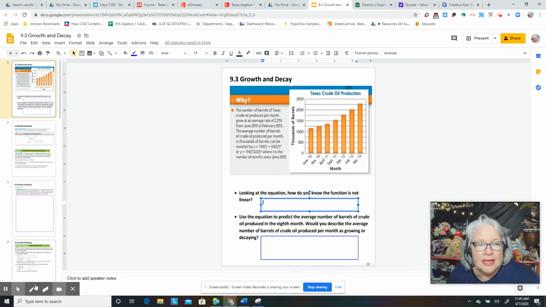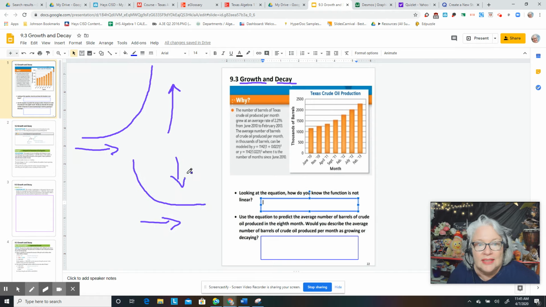We're still talking about exponential functions. You heard me mention the word growth a few times in the other two units. That's your exponential function that goes like that. As your x increases, your y increases. Decay is your exponential function that kind of looks like this. As your x increases, your y decreases.